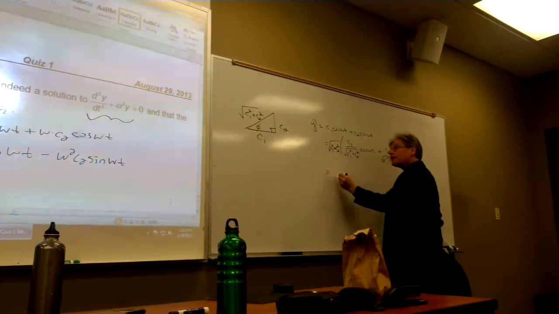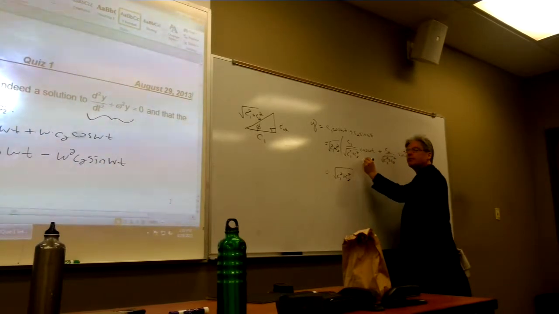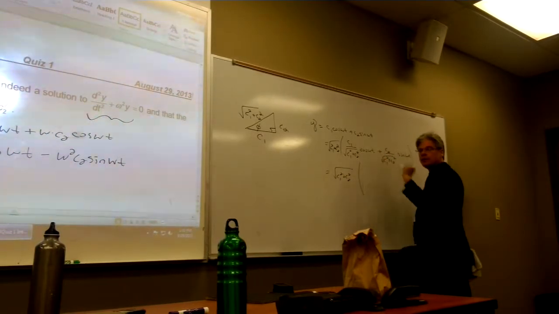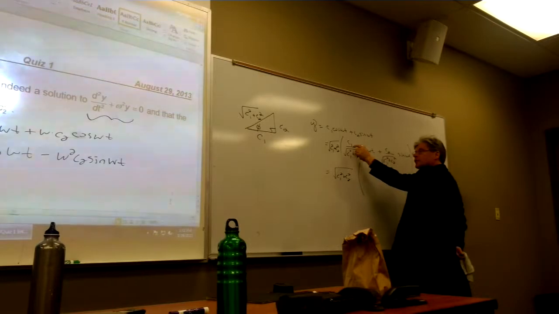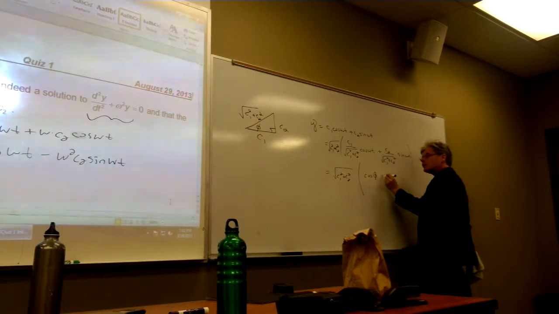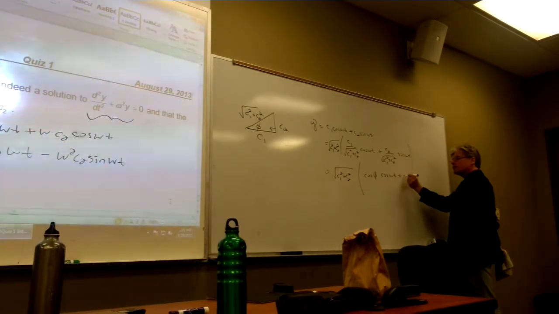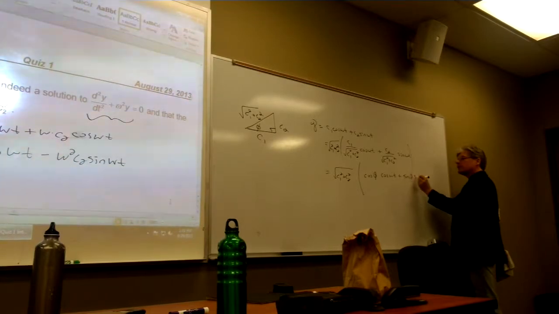It's just that now I've got the square root of C1 squared plus C2 squared times, let's play. Look at that picture. What is another name for this ratio? Cosine. Cosine of what? Phi. Times the cosine of omega t. Plus, oh look at that, that's just sine phi times the sine of omega t.